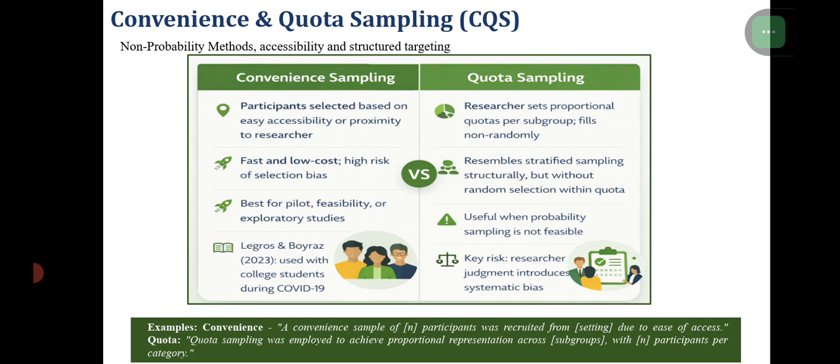Let's begin with convenience sampling. In convenience sampling, you are looking for participants based on 2 main things: accessibility, that means you want to be sure that these people are accessible, and proximity. How close are they?